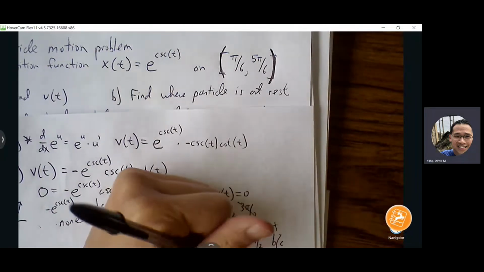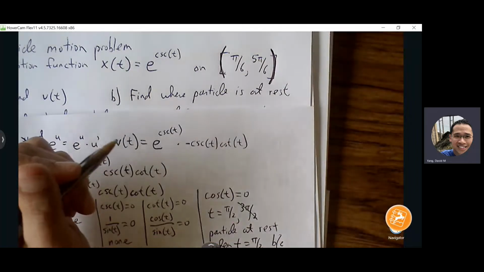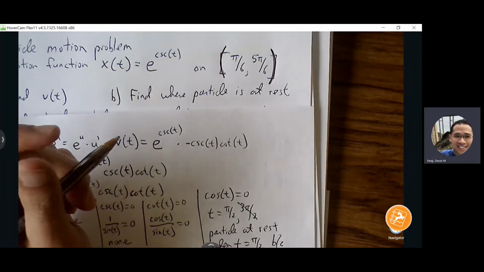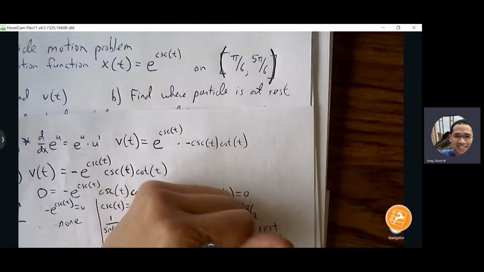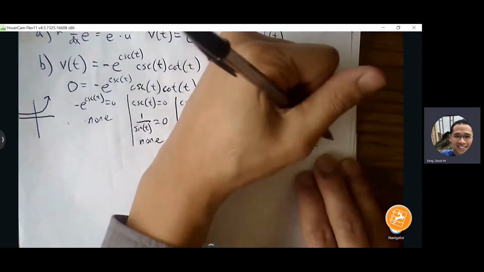Our reasoning is because v of t, the particle is at rest, we don't have to plug it back into the position. Nope, we don't. When v of t is equal to 0.